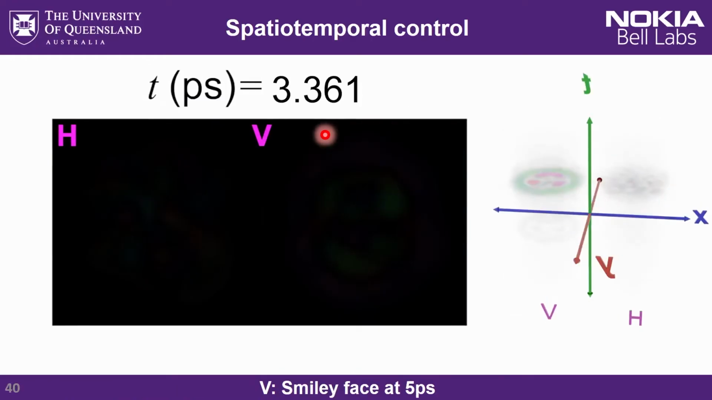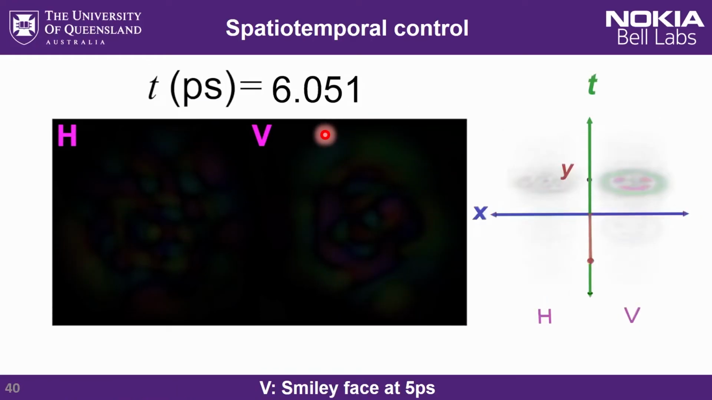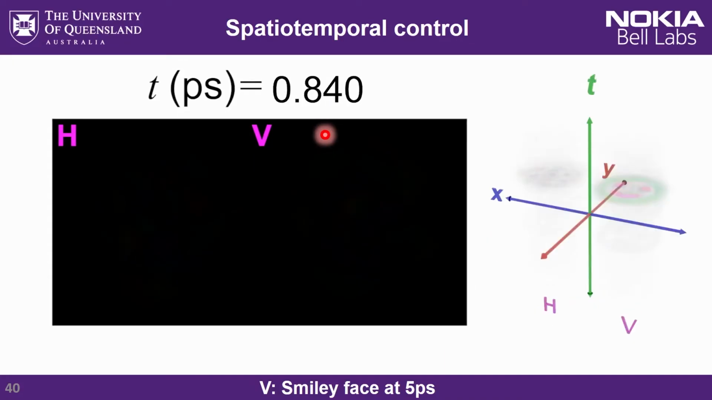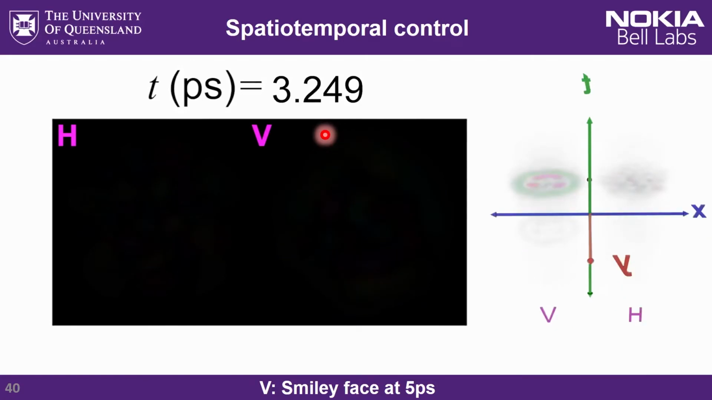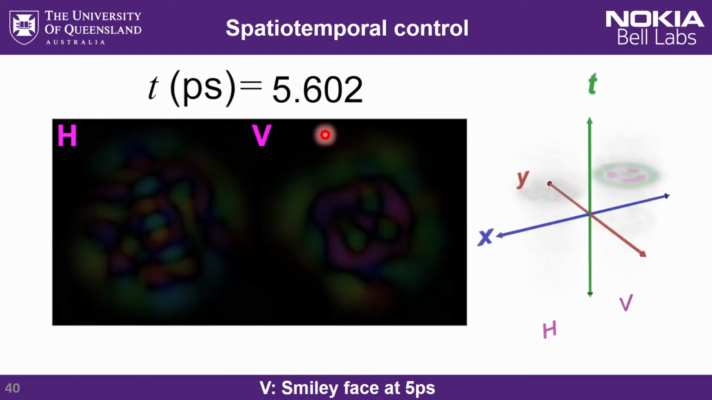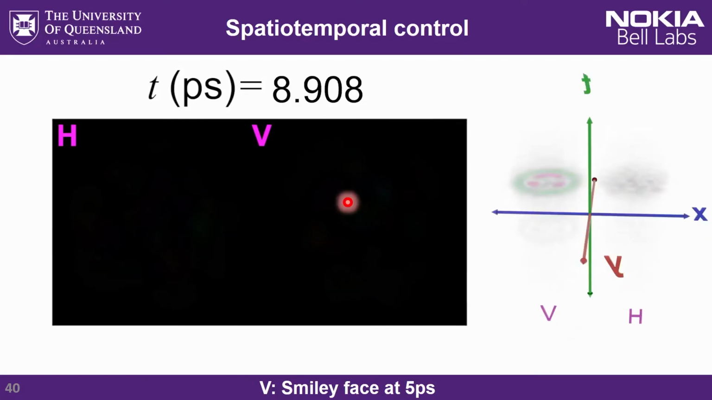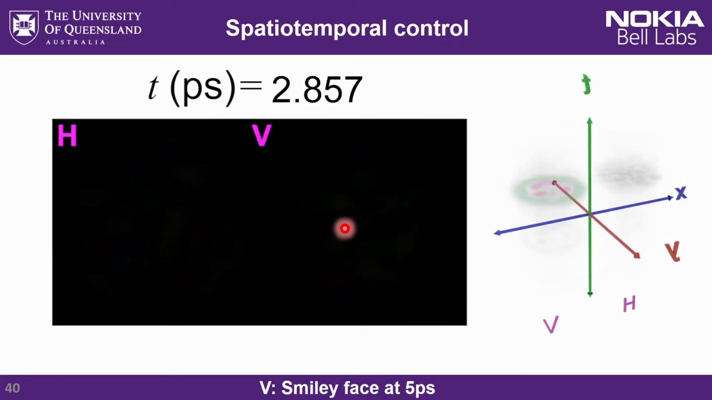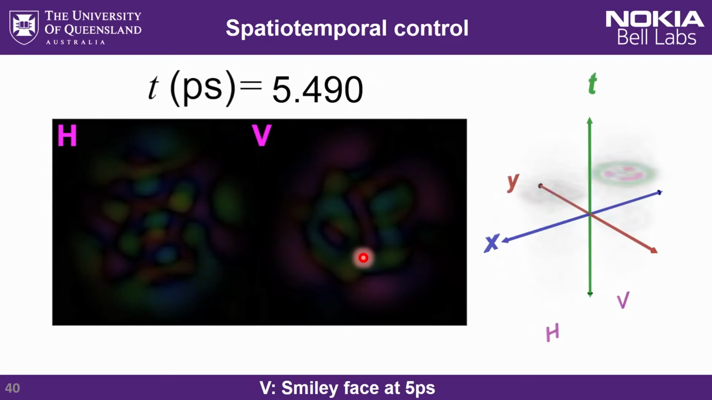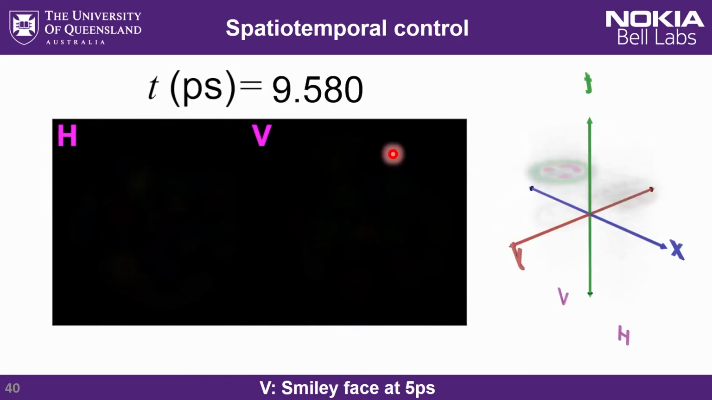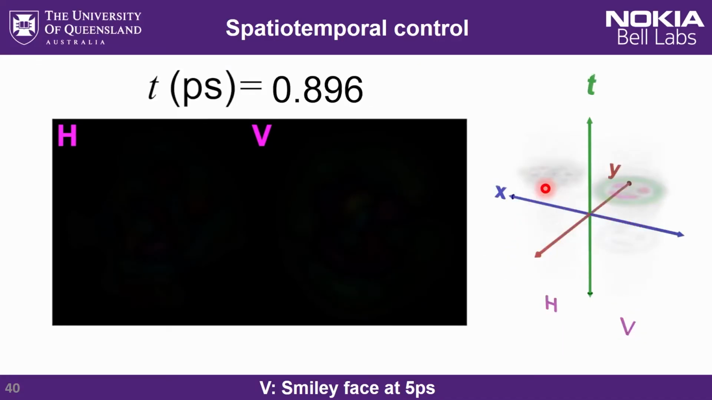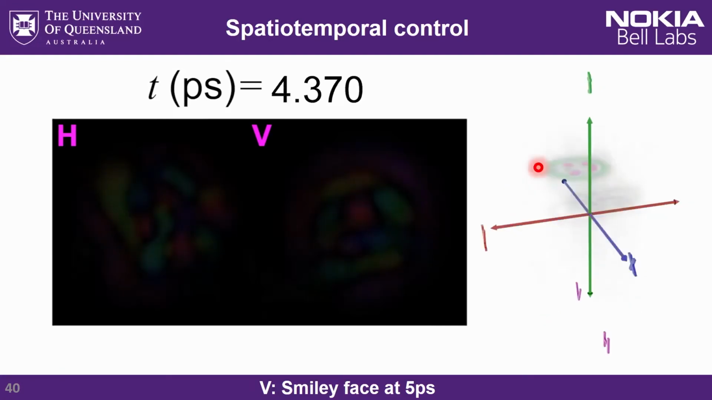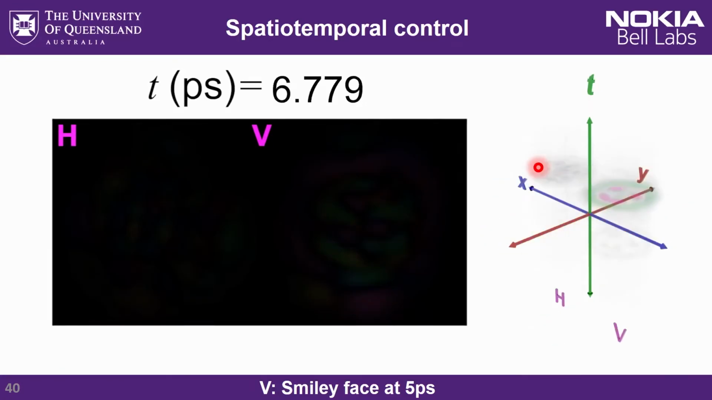Now I'm showing a spatiotemporal pattern. Our very accurate control of the spectral phase along the bandwidth of the source provides a temporal resolution of 230 femtoseconds. In this example, we focus a vertically polarized smiley face at a single delay, 5 picoseconds, within a single time step of 230 femtoseconds. In the volumetric representation of the data on the right hand side, the measured signal only appears at the expected delay.